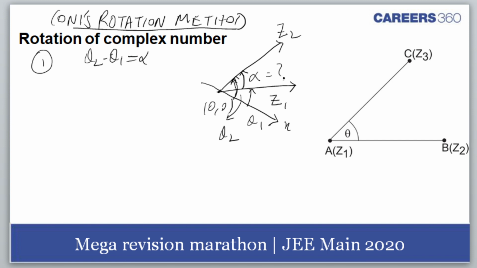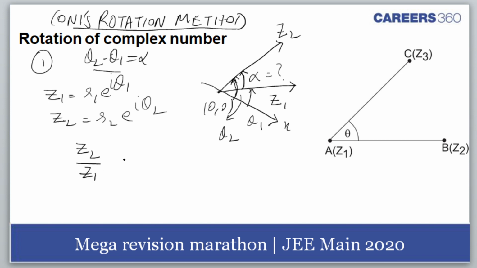So this angle is theta 2 and this angle is theta 1. So can't you see that theta 2 minus theta 1 is alpha? Am I right? Now, how can you get theta 2 minus theta 1? If you realize that Z1 can be written as mod Z1, that is R1 e^(i theta 1), and Z2 you can write as R2, that is its modulus, e^(i theta 2). What should I do with these two complex numbers so that theta 2 minus theta 1 comes? Don't you realize if I do Z2 by Z1, what do I get? R2 by R1 times e^(i(theta 2 minus theta 1)).